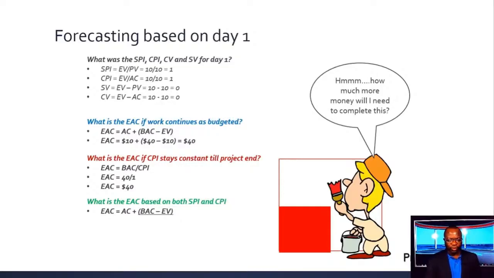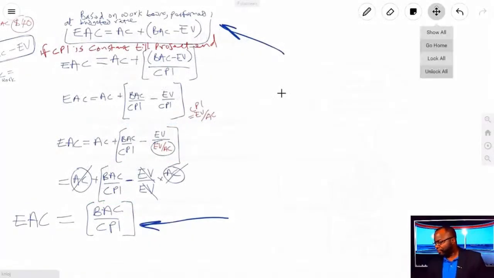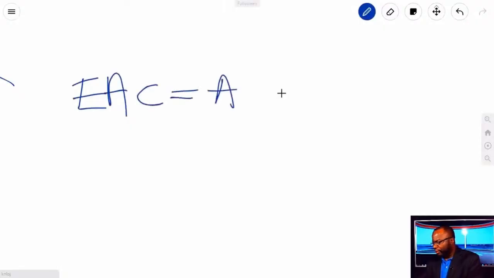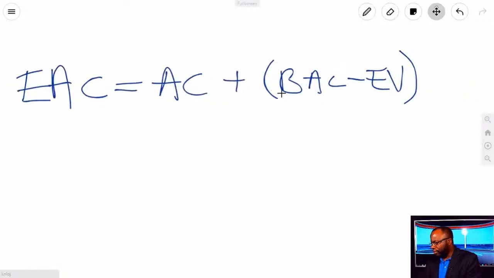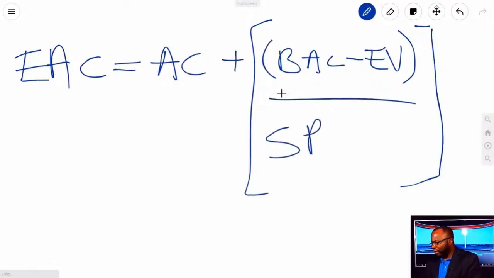And let me go to the whiteboard for that. Now this last formula, well, kind of the last, but not exactly. But this last formula, in a way, last, is the estimate at completion is equal to that very first formula that we talked about. You're always going to have that BAC minus EV, and that's why I want you to get that into your head first. And if it's based on the current cumulative CPI and SPI, we're going to divide it by the SPI.